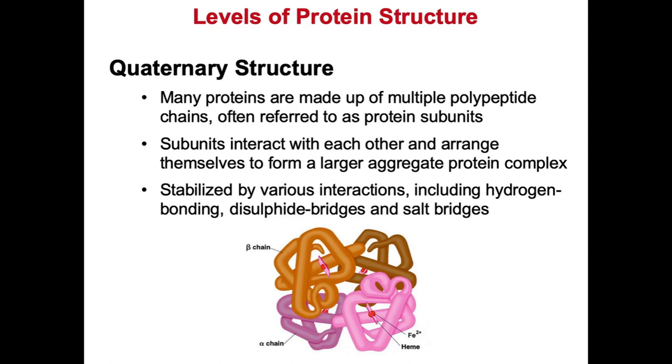The example here is hemoglobin. This is made of different polypeptide chains, all folded, and they then come together to form the quaternary structure. And this quaternary structure again can be formed using different interactions: hydrogen bonding, disulfide bridges and salt bridges.